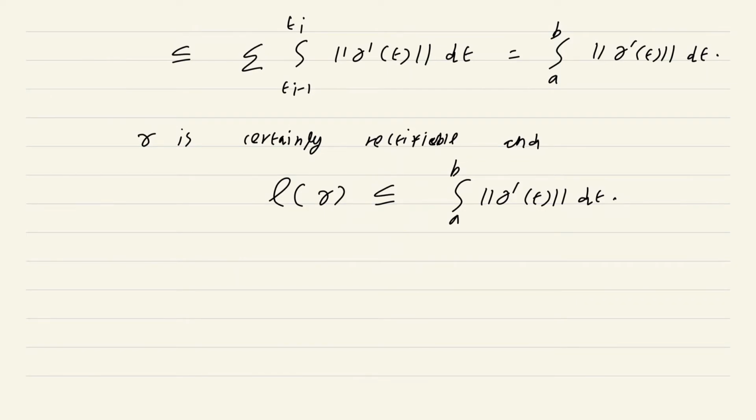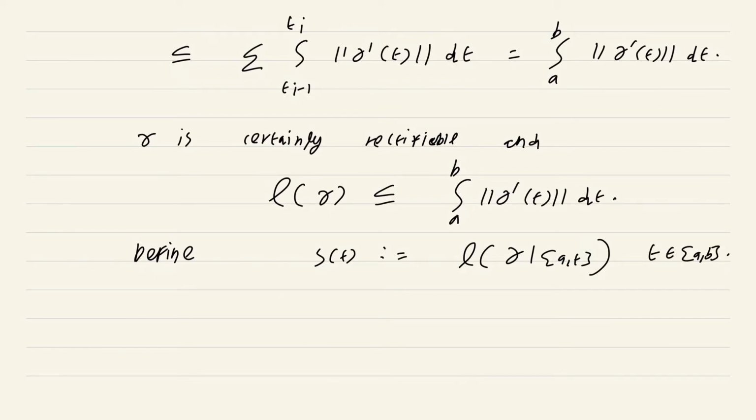To do that, we define the arc length function. Define s of t by definition to be, not the integral from a to t, sorry about that, define it to be the length of gamma restricted to [a,t], where t is in [a,b]. So we have now defined the function s of t where t runs from a to b. At the point t, it just gives you the arc length up until t.